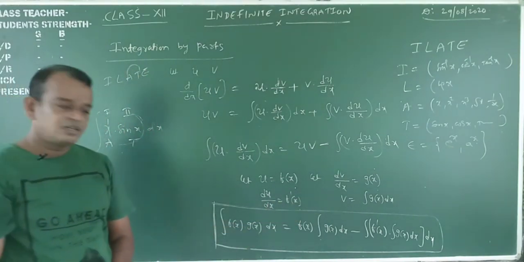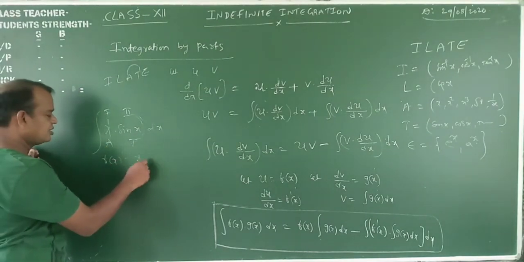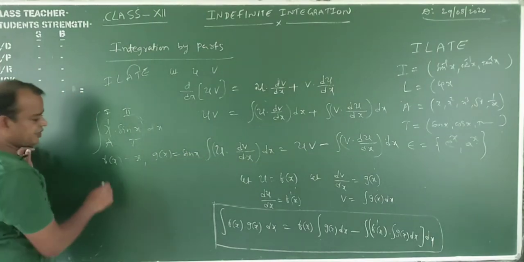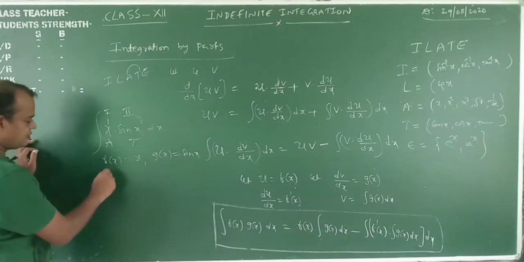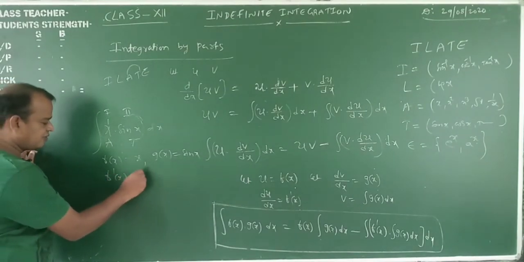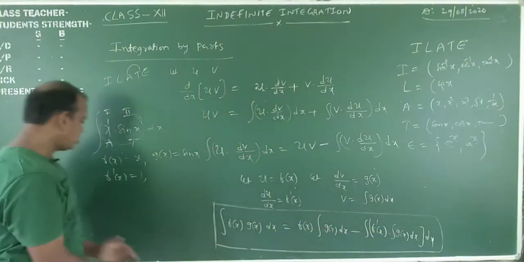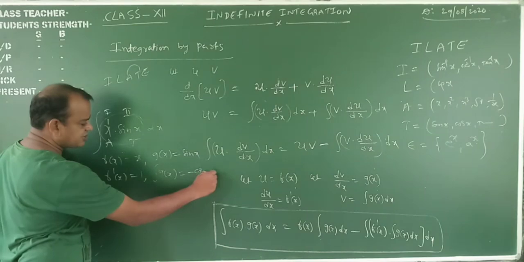Okay, my dear students. Now, suppose f of x is equal to x, and g of x is equal to sin x. For differentiation, we need only f dash of x. First find f dash of x, which is equal to 1. For g of x, we need integration only. First find the integral of g of x, the integral of sin x, which is minus cos x.